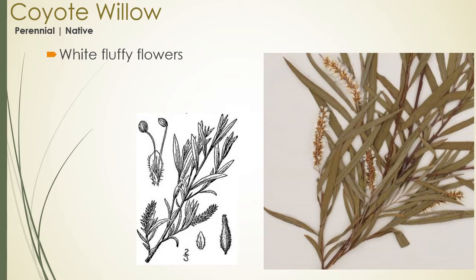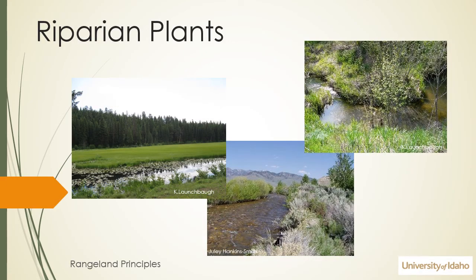Willows have fluffy white flowers in what's called a catkin. So the flowers are arranged real tightly into one branch. It looks kind of like a cat's tail. That's how I remember it's a catkin. So flowers in catkins, white, and those sagey leaves that are real simple. Okay, that's it. Just two plants, coyote willow and Nebraska sedge.